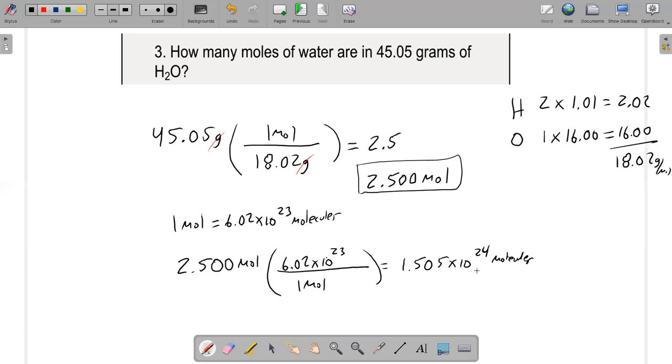And then it turns out that because every molecule has 2 hydrogen atoms and 1 oxygen atom, this number of molecules tells you that it's 3.01 times 10 to the 24th atoms of hydrogen and 1.505 times 10 to the 24th atoms of oxygen. So if you happen to have 45.05 grams of water, about that high in the bottom of a water bottle, you can then count up or approximate the number of atoms that are actually present.